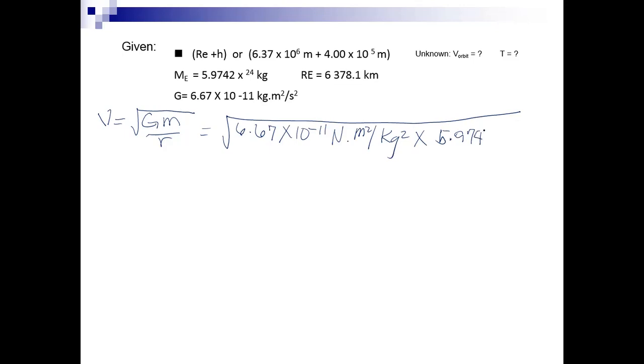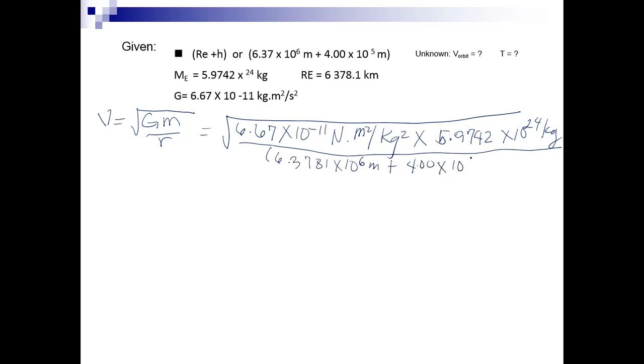7, 4, 2, times 10 to the 24th kilogram. Okay, so i-divide natin siya syempre sa mahabang ito. So, yung R natin is now 6.3781 times 10 to the 6 meters plus yung 4.0 natin times 10 to the 5th meters. So, yan na yung kinonvert natin. So, i-add nyo lang yan. Okay? So, let's go on.